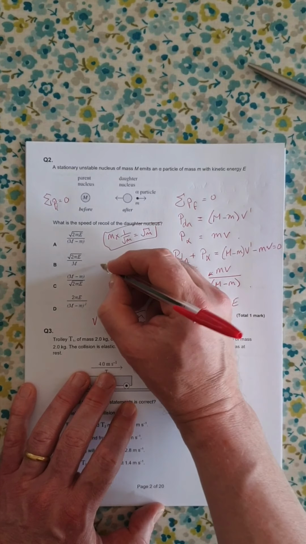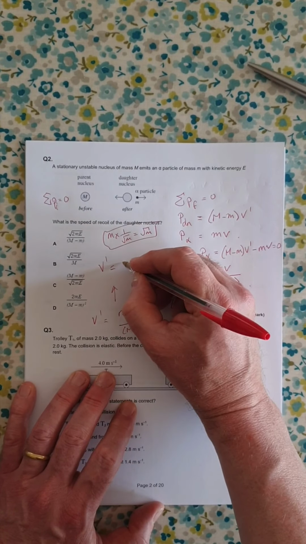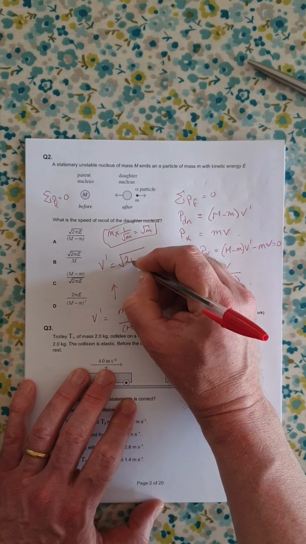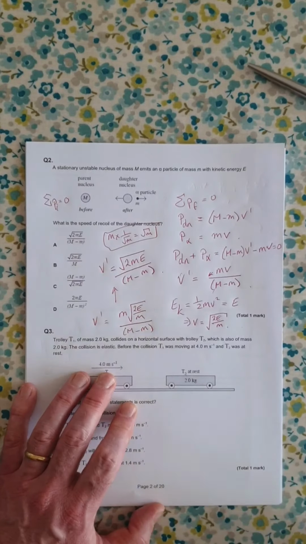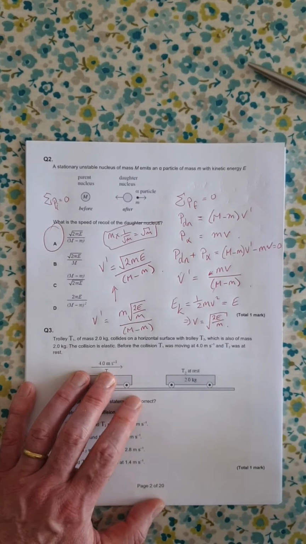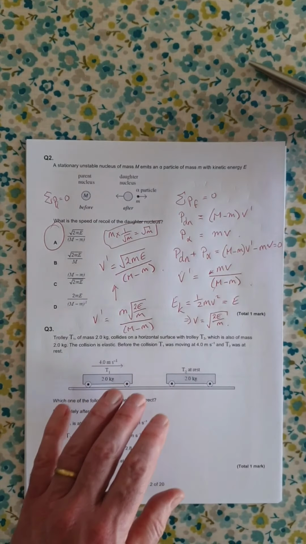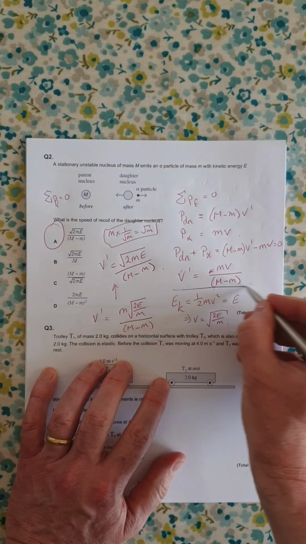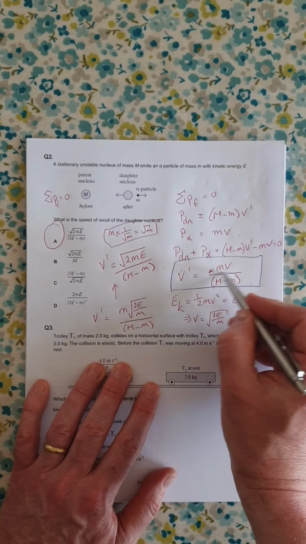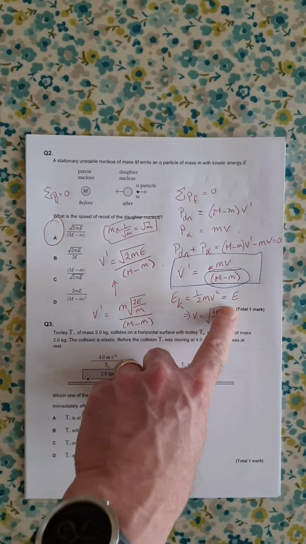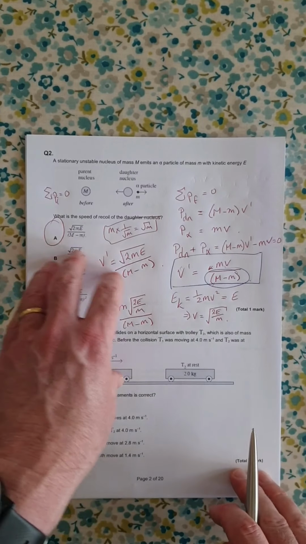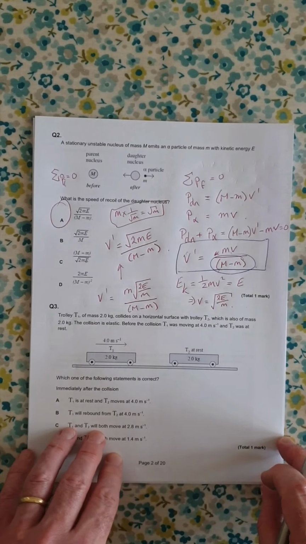So that would give me that the velocity is equal to the square root of 2E over m. So my answer is A. Now, you'll notice that once I'd got to this stage, in actual fact, I should already have seen that the answer was A without having to do the second part. So we could have taken a shortcut with this question.